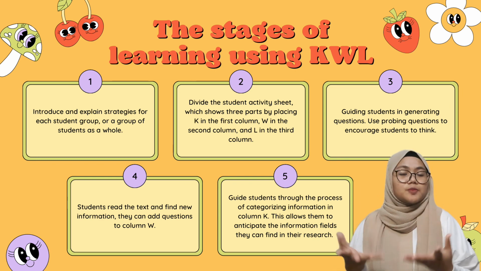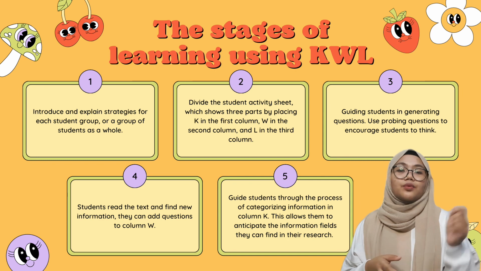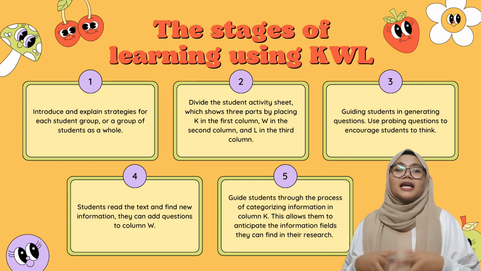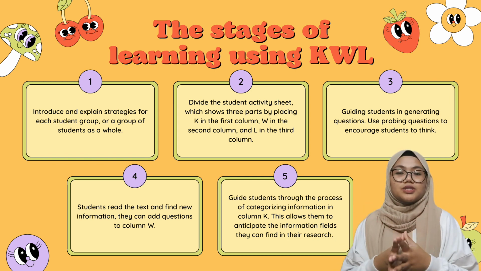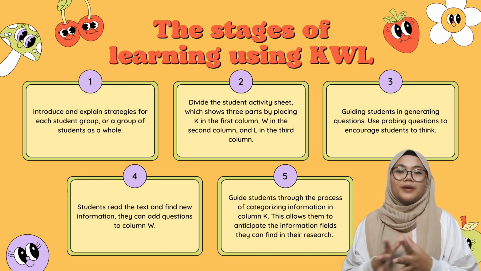Students verbally describe to the lecturers the background information they have, and then lecturers can write it down on the whiteboard in column K. Next is guiding students to generate questions. Use probing questions to encourage students to think. This is information for column W, and students will place these questions in column W.